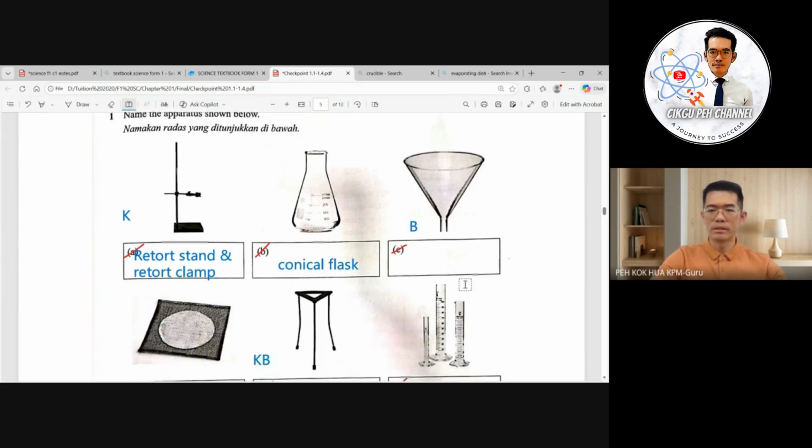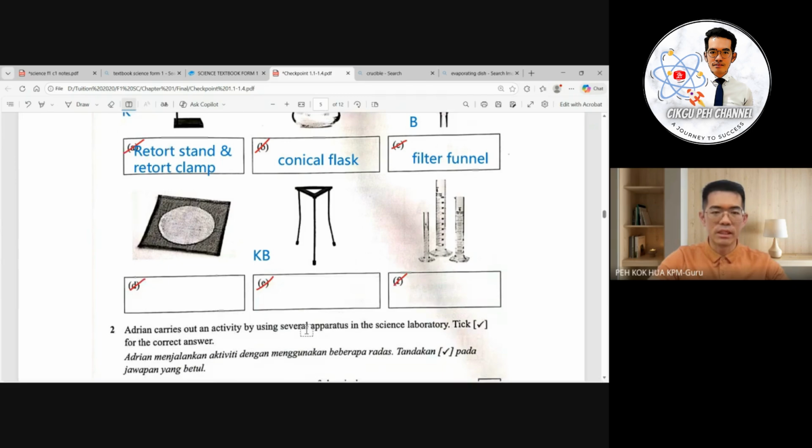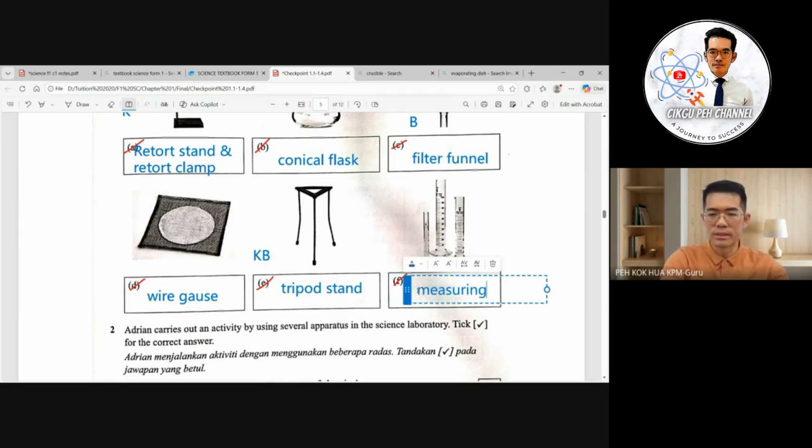Okay, so B, filter funnel. C is filter funnel. Then D, wire gauze. Okay, then the E, tripod stand. Then F, measuring cylinder. Yes.